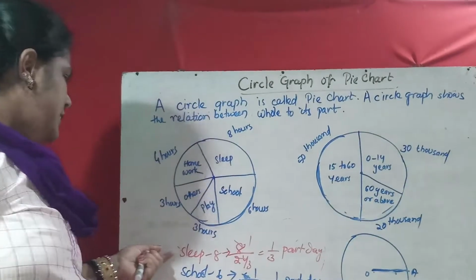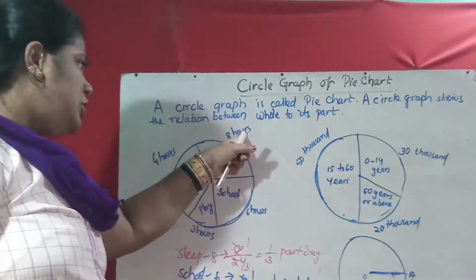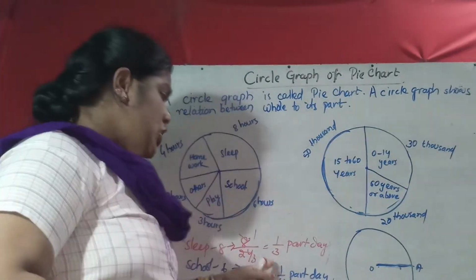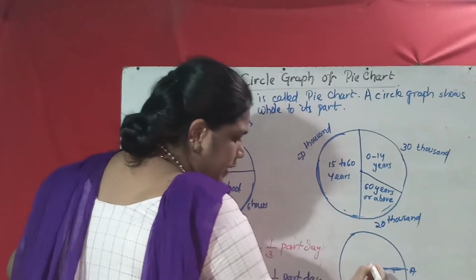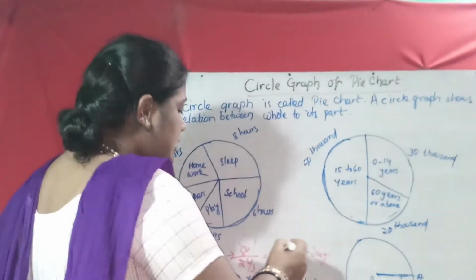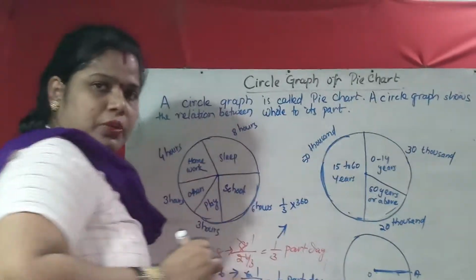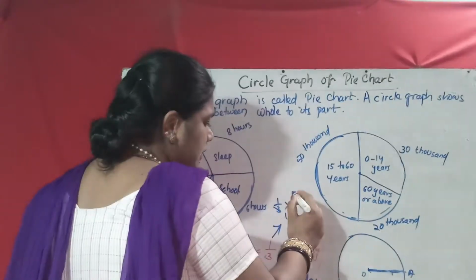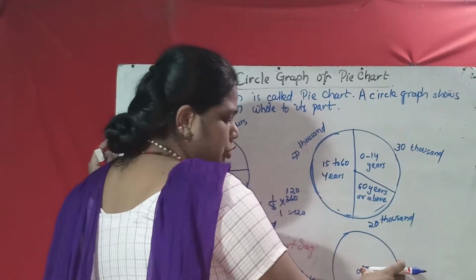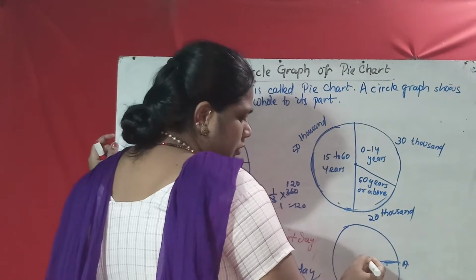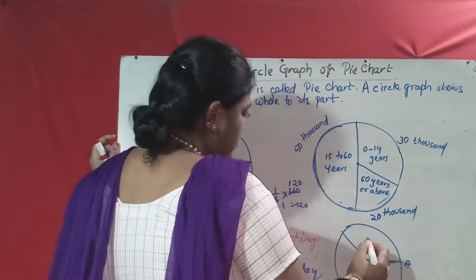Suppose here sleeping is given as 8 hours. So 8 hours means we get 1/3 part. So 1/3 means how many degrees? I said first that the center point is 360 degrees. Then here also you have to find 1/3 of 360 degrees. 1/3 of 360 means 3 times 1 is 3, 3 times 2 is 6, 3 times 120. So 120 degrees. You just put your protractor here and draw 120 degrees. Then it will become your sleeping time.